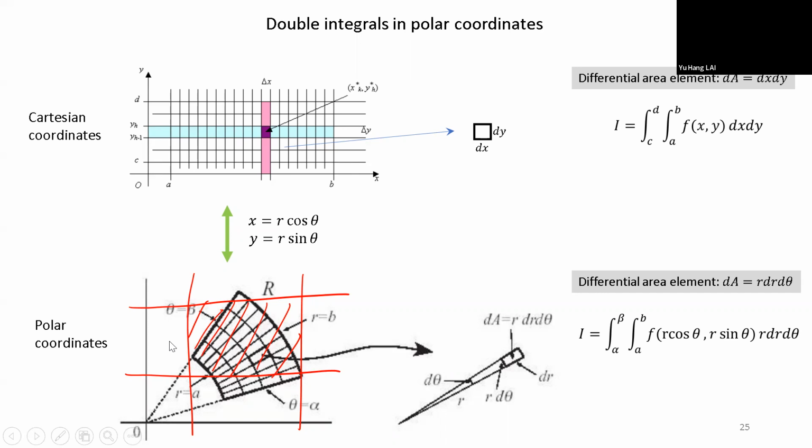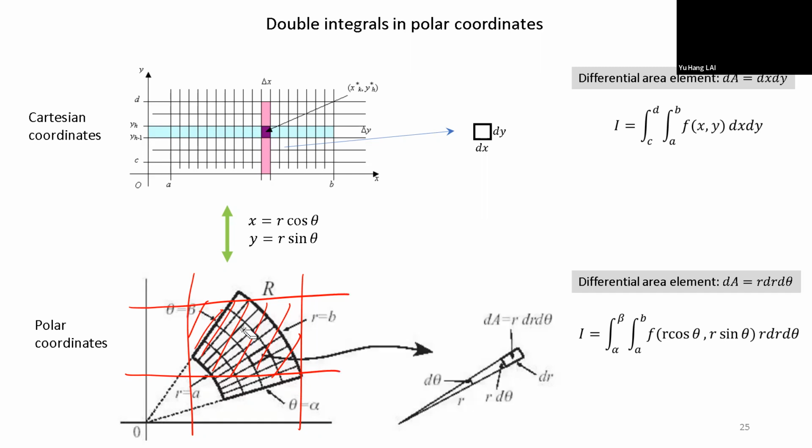So basically the idea is that if you are doing polar coordinate integration, then you are not considering this kind of region. If you are considering this kind of rectangular region, it's probably more convenient to go back to Cartesian coordinates.